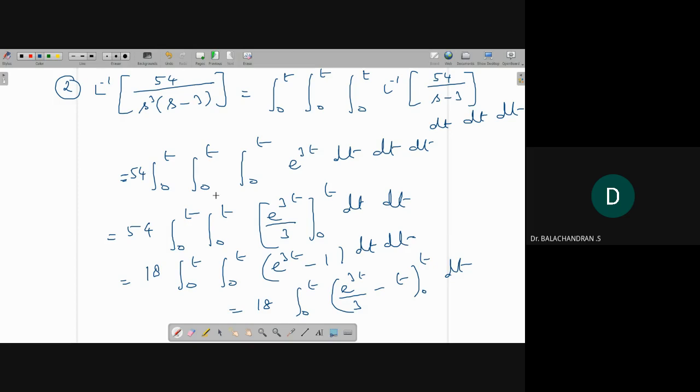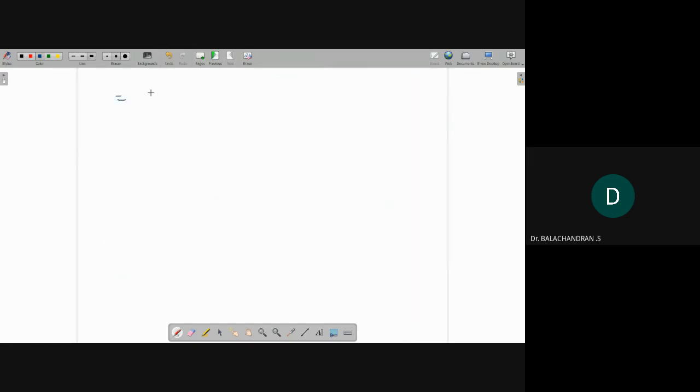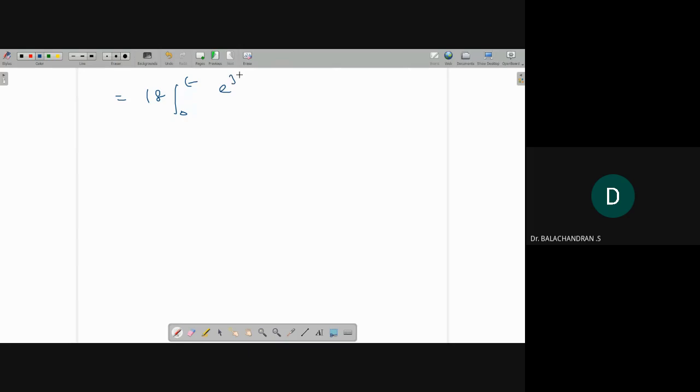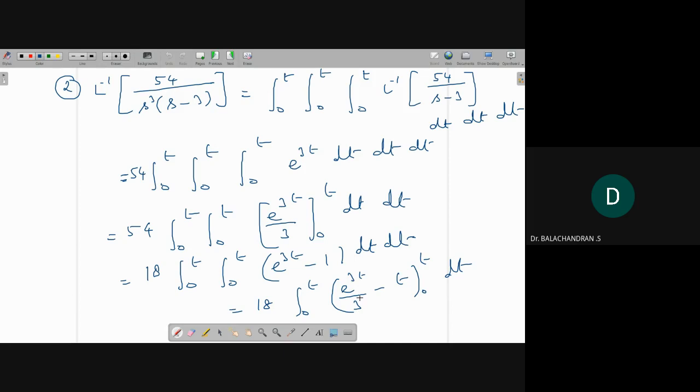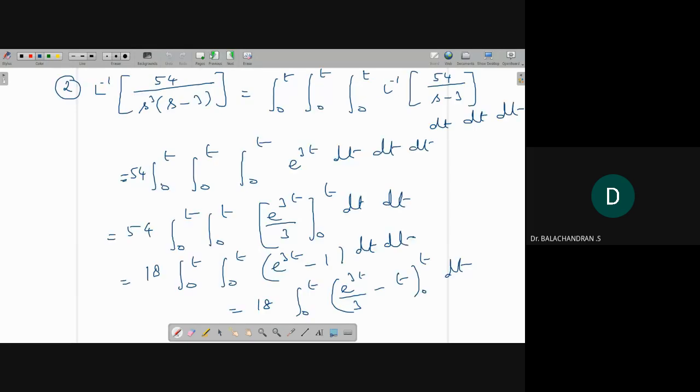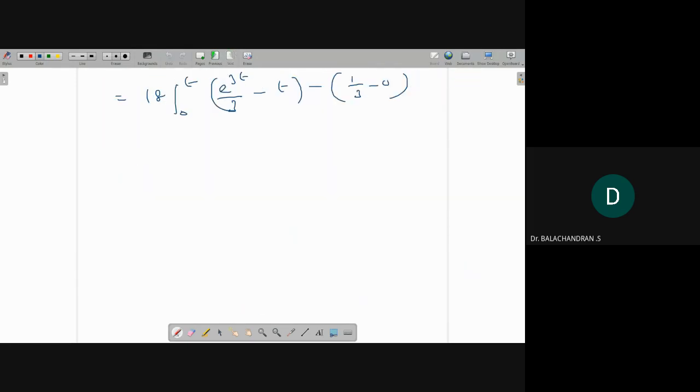Apply the limit. 18, 0 to t, e power 3t by 3 minus t. Upper limit is over, minus lower limit, 1/3 minus 0. So into dt.